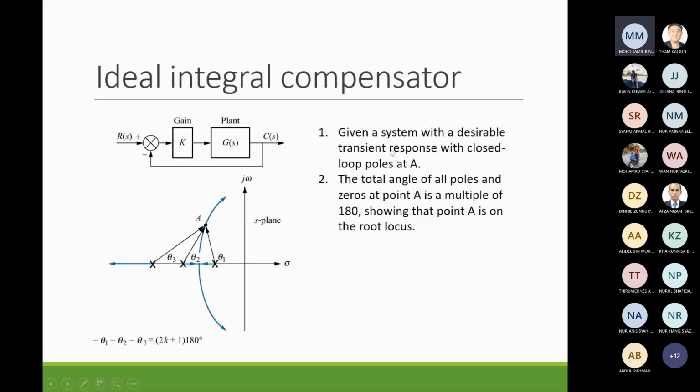The first type of cascade compensator is the ideal integral compensator. Given a system with a desirable transient response with closed-loop poles at A, the total angle of all poles and zeros at this point is a multiple of 180. This is what we learned back in lecture 4C, introduction to root locus: any point on the root locus will have the sum of angles equal to a multiple of 180 degrees, meaning that this point is on the root locus.